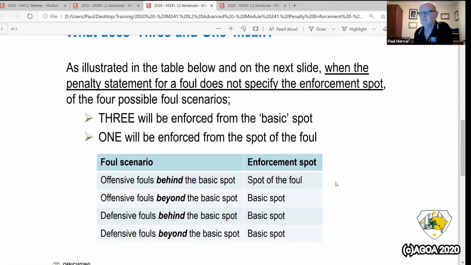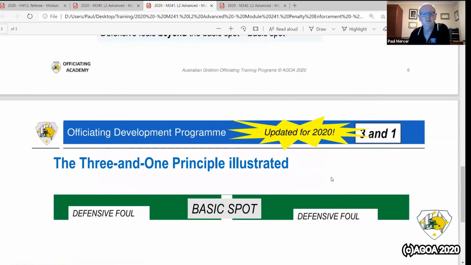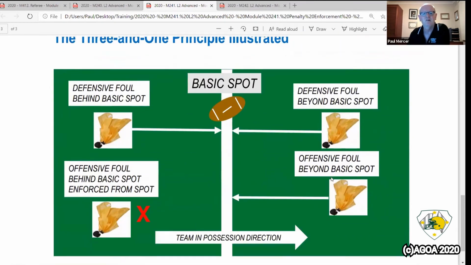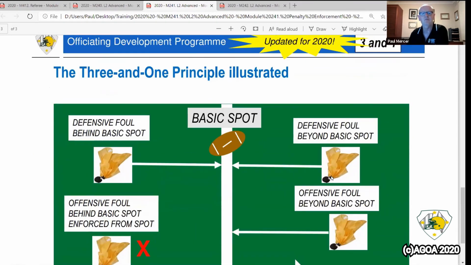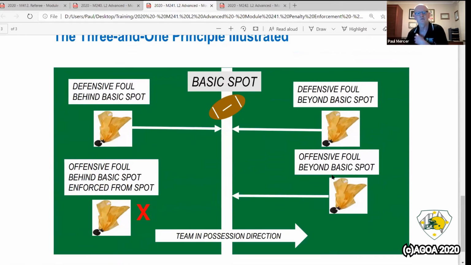So if the offense holds, commits illegal use of hands, commits an illegal block, or commits a personal foul behind the basic spot, then the spot of the foul is not the enforcement spot. If everybody's totally confused, Miles put together this rather nice diagram, which sort of gives you a visual illustration of what we're trying to say.